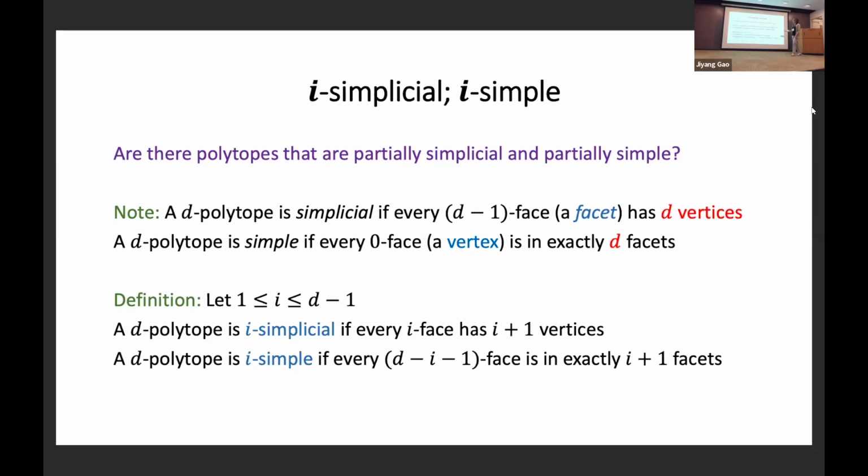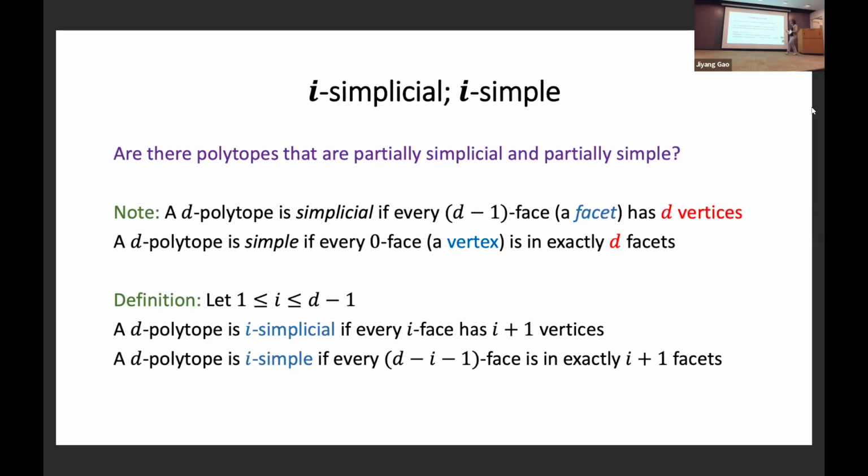Let me try to define a generalization of simplicial and a generalization of simple. It will have an invariant with some new parameter. To introduce that parameter, let's think again about what simplicial and simple mean. Simplicial means that all faces are simplices, right? A face of a simplex is a simplex. So it's enough to require that every top-dimensional face, also known as a facet, is a simplex. A facet is a face of dimension d minus 1, and it being a simplex is equivalent to that facet having d vertices.